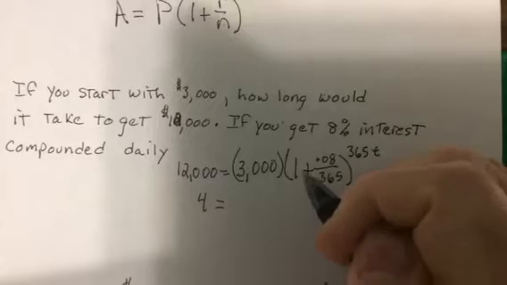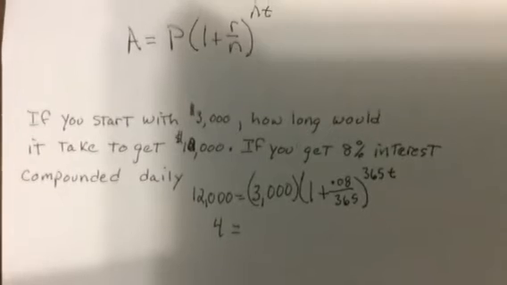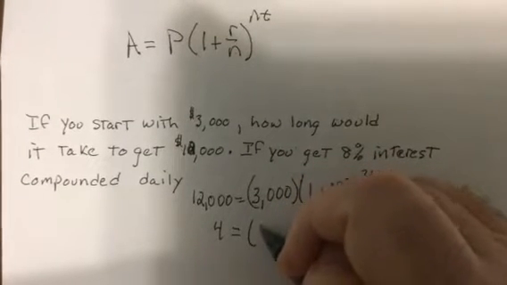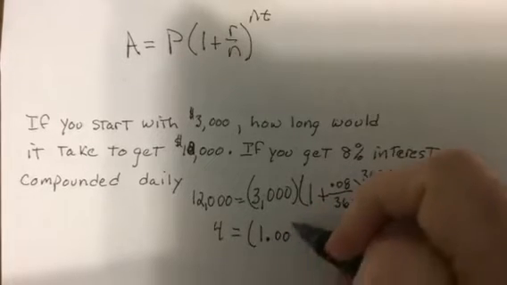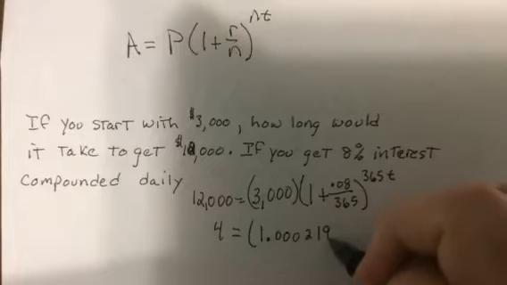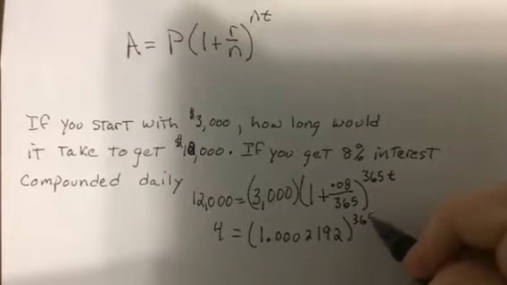Then I'm going to combine this here. So I have 0.08 divided by 365 plus 1. And I would have 1.000219, and then I'm going to approximate here, to the 365t.